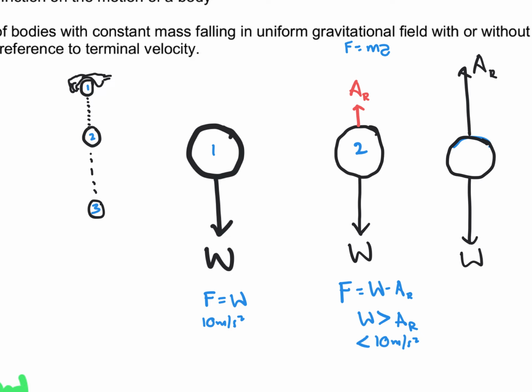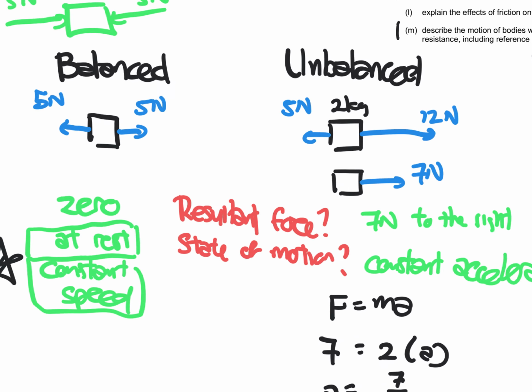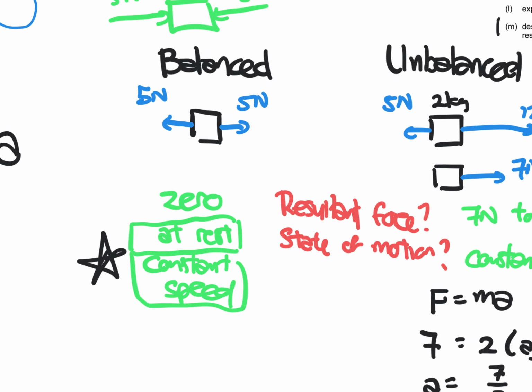So what then happens when W is equal to air resistance? When you look at F equals W minus air resistance, since these two are the same, I'm going to have a case where my resultant force is equal to 0. There's no resultant force. So what have you learned about no resultant force? Well, it can't possibly be at rest in this case, right? It's falling through the sky. So it's going to be a case where I'm at constant speed.